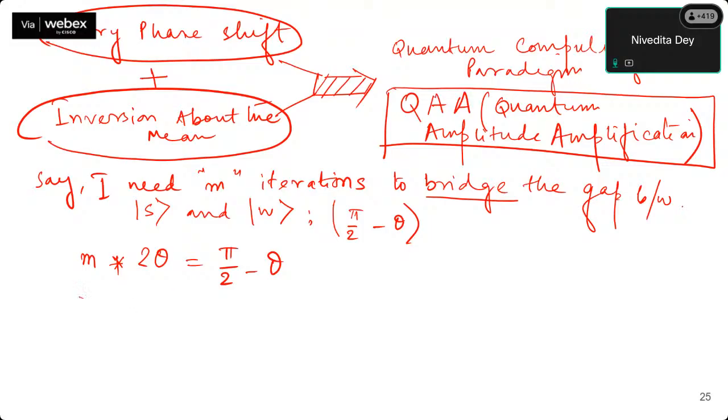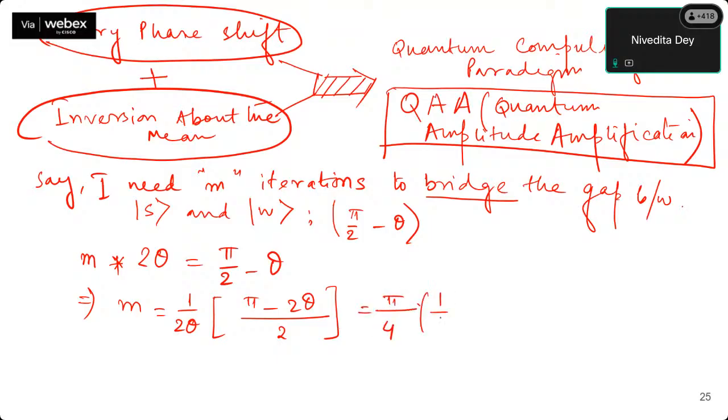So if you calculate the value of m, it will be 1 by 2 theta into this thing, which is pi minus 2 theta by 2. So this is pi by 4 into 1 by theta minus half. Okay, and what is 1 by theta? So from this, what we know is, now let me just try to get the value of theta.